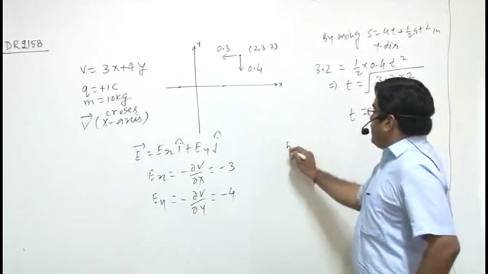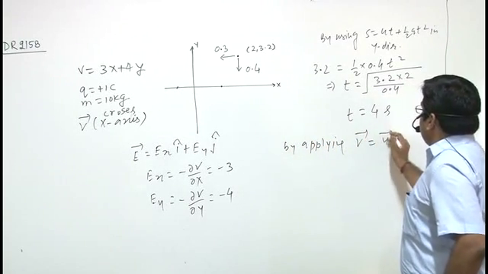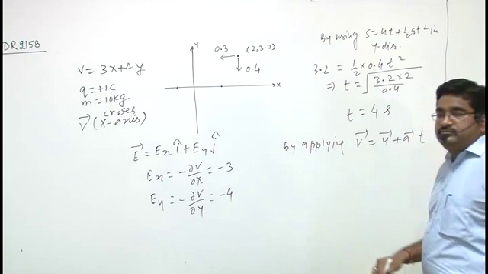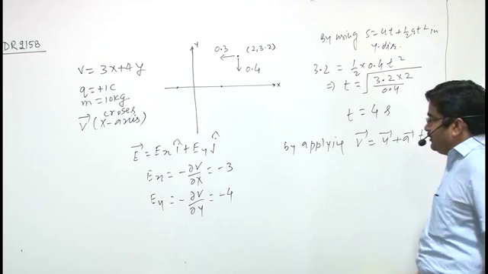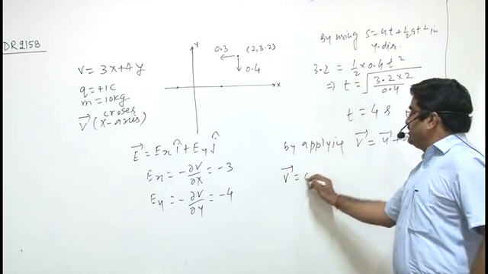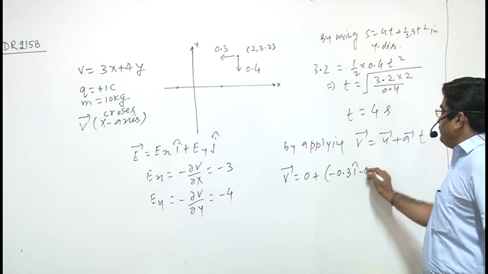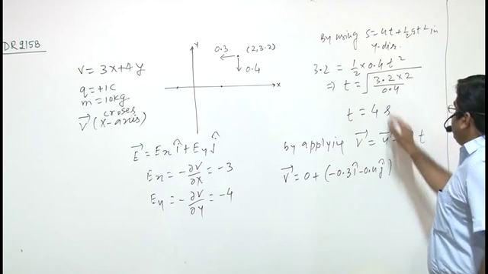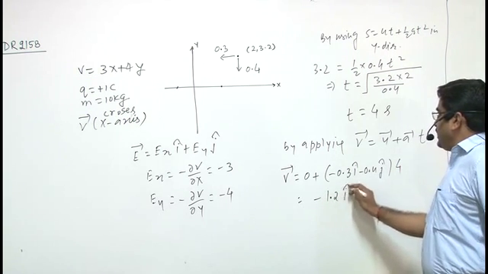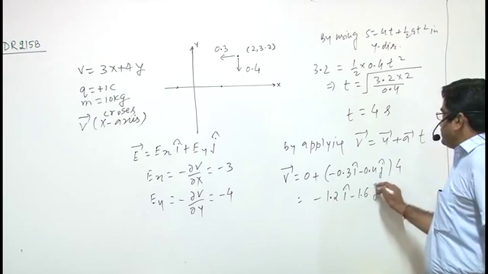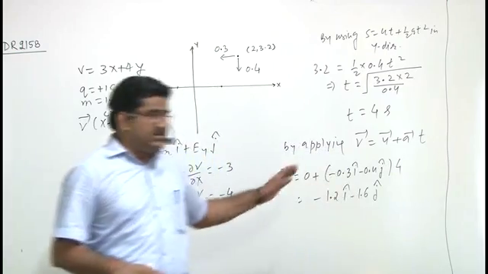Now by applying v equals u plus at, that is the first equation of motion, when acceleration is constant, you can find out the velocity. The velocity will be 0 plus acceleration, minus 0.3 i cap minus 0.4 j cap, times the time, 4 seconds. The velocity will be minus 1.2 i cap minus 1.6 j cap. This is the velocity when it crosses the x-axis, and this will be the answer of the question.